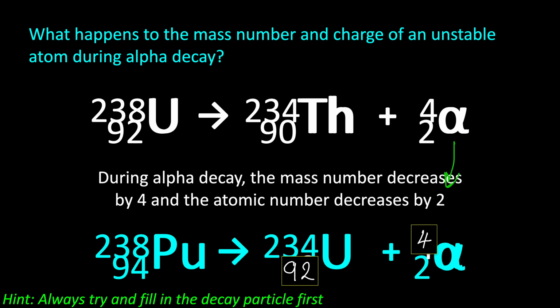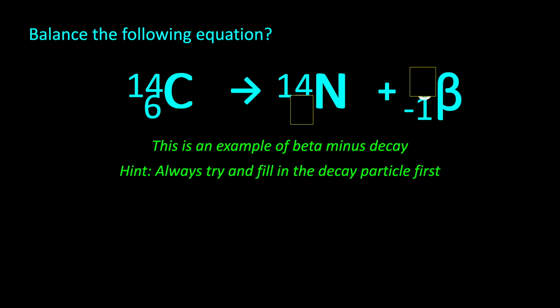So during alpha decay, the mass number decreases by 4 and the atomic number decreases by 2. And that's what we see here. What about this one? This is an example of beta decay. Try and fill in the blanks.